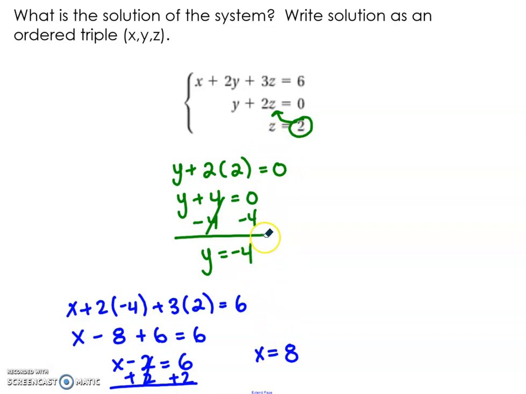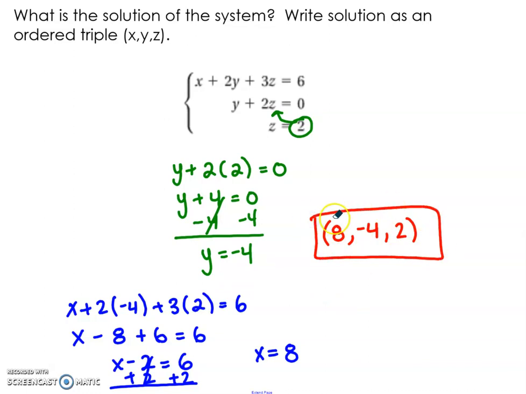So I have my x, I have my y, and I have my z. So when I go to write my answer, it's going to be written as an ordered triple. So again, just put it in alphabetical order. So x is going to go first, so we have 8, then y, so negative 4, and then z, which is 2. And this would be my solution to this system of three variables.